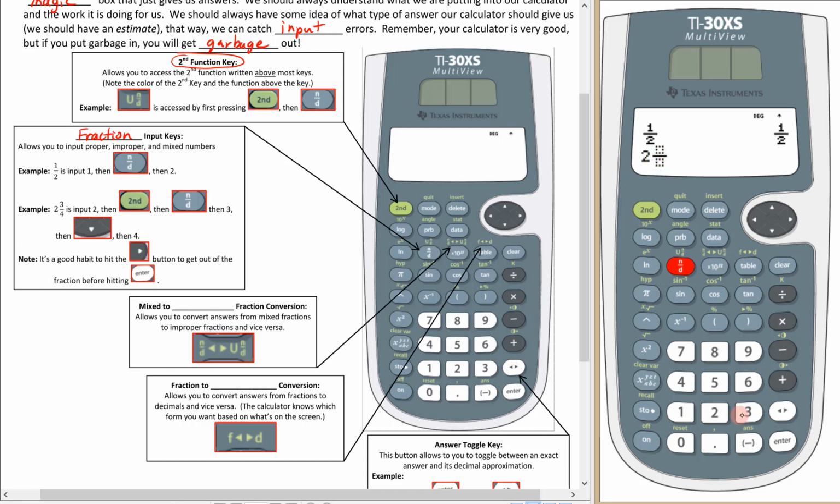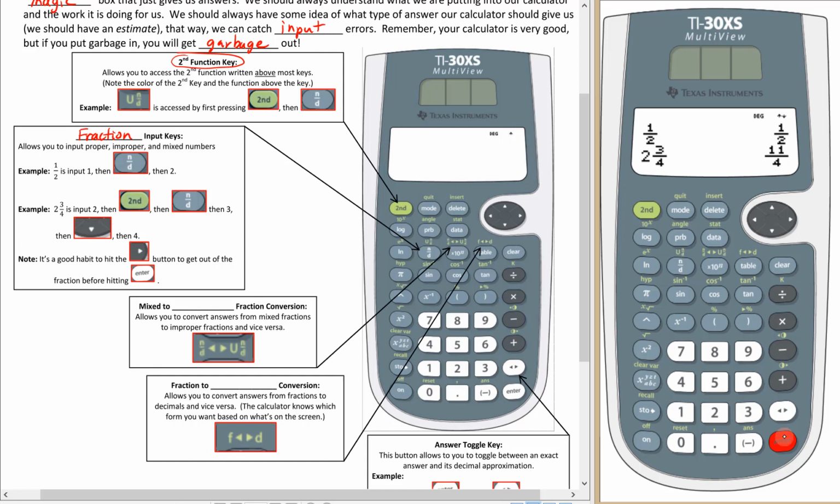So we're going to put a 3 on the top, go down, and put a 4 on the bottom. We're going to go over until we're out of this, and then you can see that it says 2 3/4. We hit enter, and we're all set to go. Now the calculator automatically makes this 11/4. It knows that we like improper fractions, so it's automatically going to change it and put it in like that.